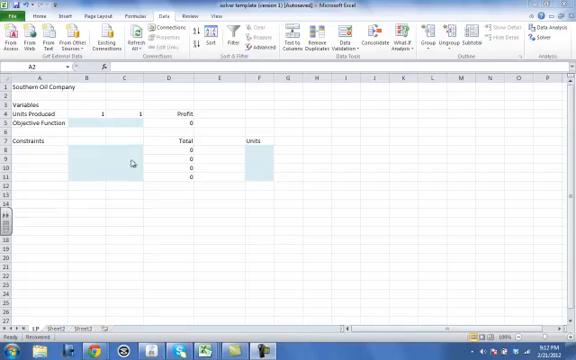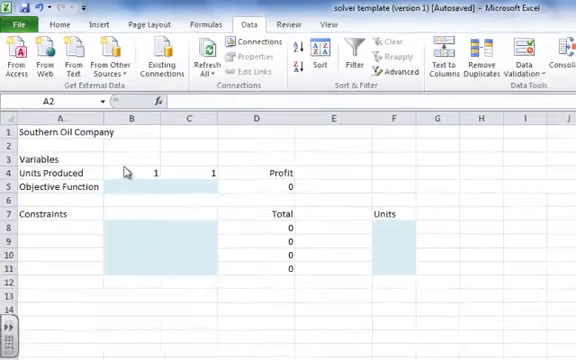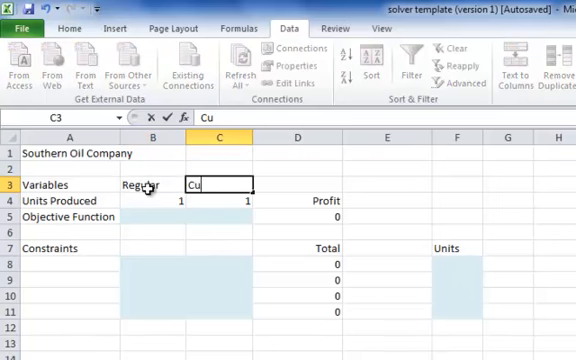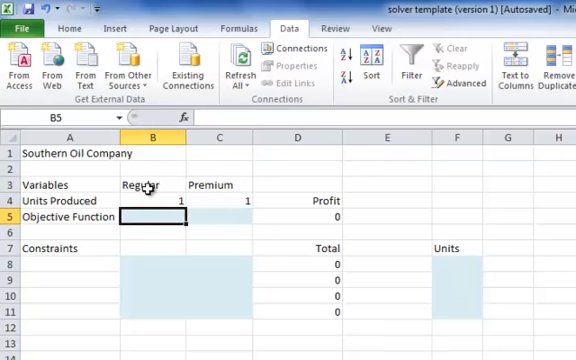Okay, so let's solve this Southern Oil Company problem. Hopefully you've had a chance to figure it out, but let's just run through it anyway. In this case, we're dealing with two variables: regular gasoline and premium gasoline. What we're trying to do is maximize profits based on how much grade A crude oil we have available, our production capability, and the demand for premium.